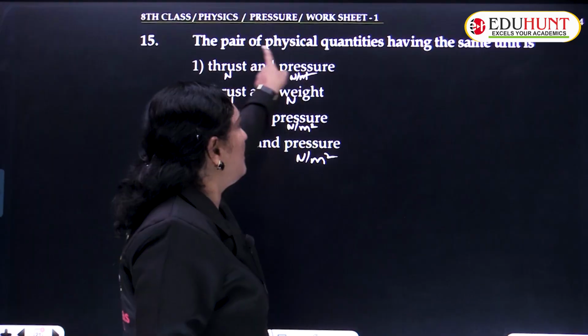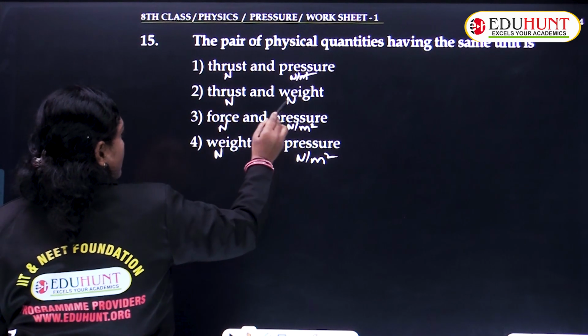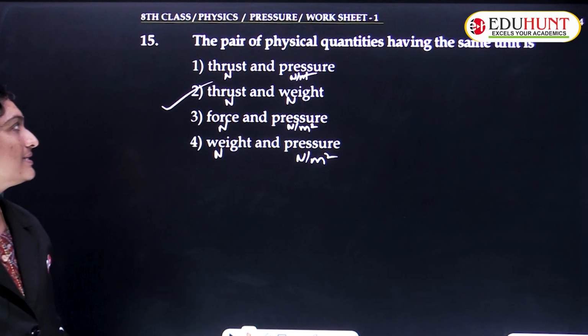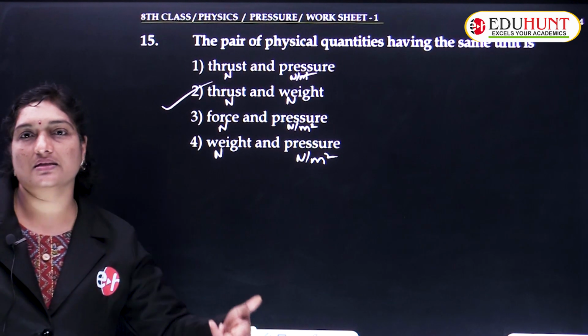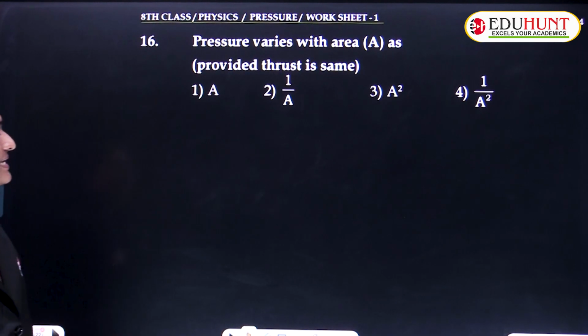So what you are asked to find out is the pair of physical quantities having the same unit. Here different, here same, different, different. So the only correct option is option 2, that is thrust and weight have the same unit, that is Newton. So look at the 16th question.